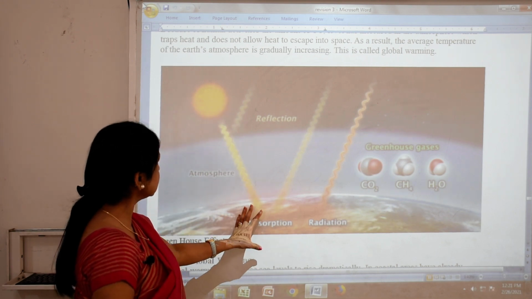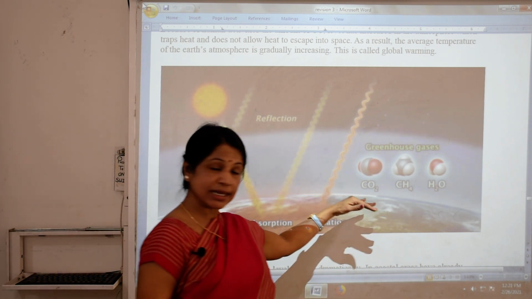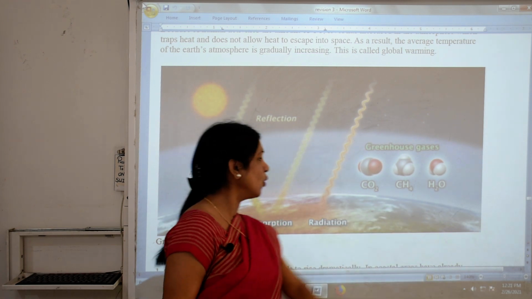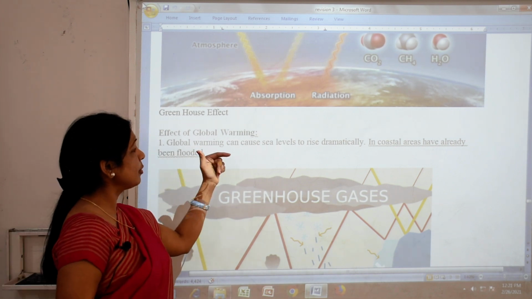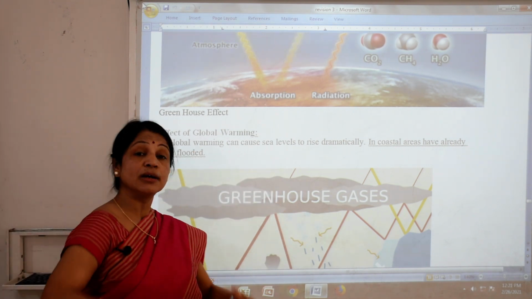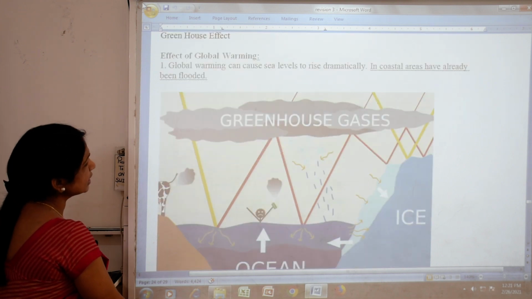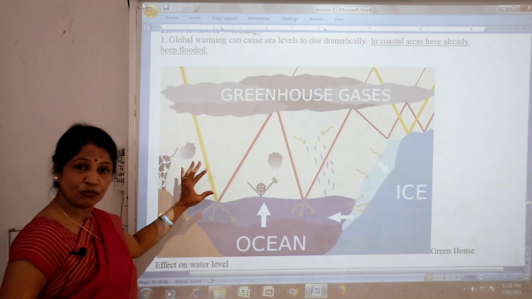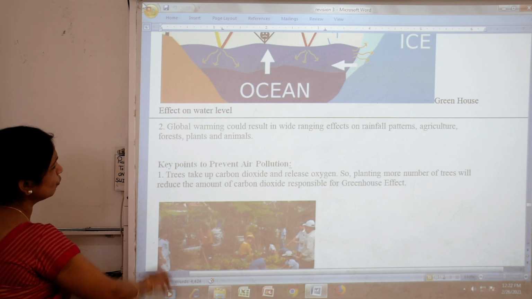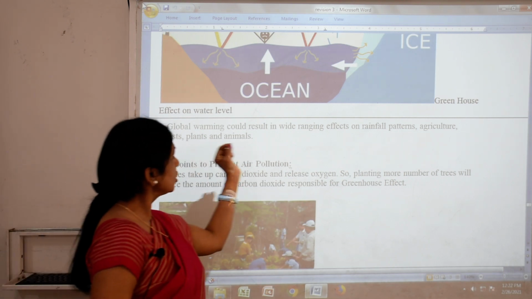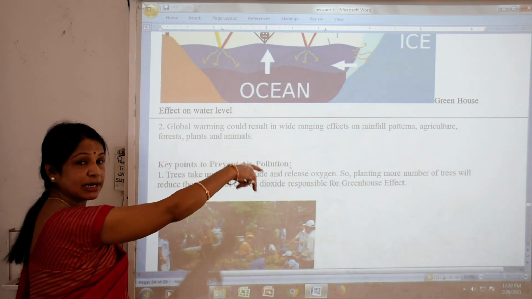Here is the absorption of the sun's rays into the atmosphere, and the reflection of radiation by greenhouse gases, that is CO2, CH4, H2O. Now we are going to see the effects of global warming. Global warming can cause sea levels to rise dramatically, and coastal areas have already been flooded. Here is another nice picture of the ocean and the greenhouse gases. Global warming could also result in wide-ranging effects on rainfall patterns, agriculture, forests, plants and animals.